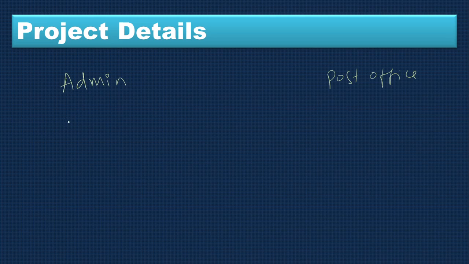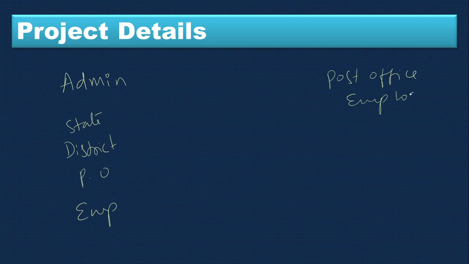Now what are the things we can do? We can enter the state details, district details, then post office details, then employee details. Then you can allocate the employee to the post office. So here the employee can log in, and they can go to the main page.